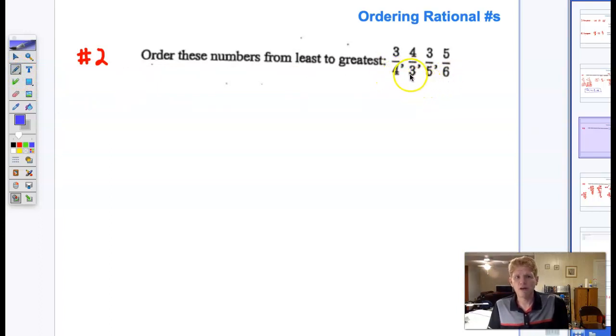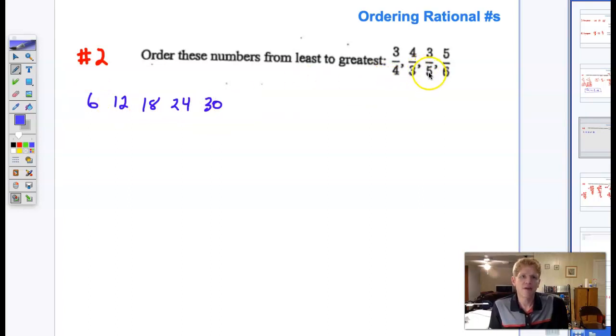So what's the common denominator for 4, 3, 5, and 6? Well, we could try 12, we could try 24, but neither one of those will 5 go into. So it turns out that 60 is the least common denominator. So let me show you how I got that. We're going to list out all the multiples of 6 since it's the largest, and we're going to look for multiples that 5 will go into.